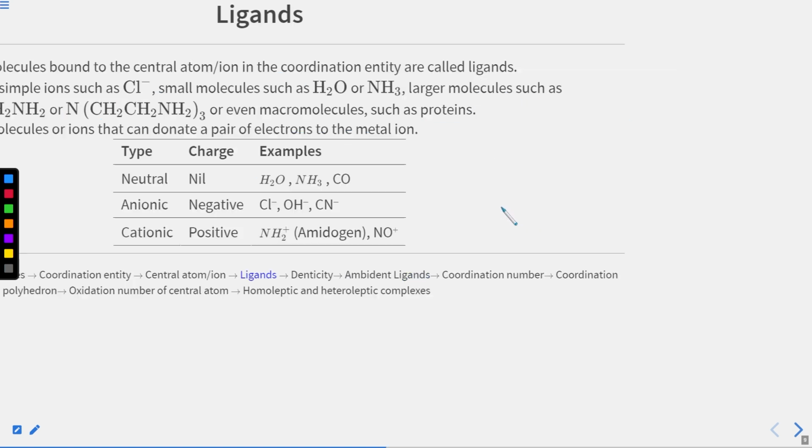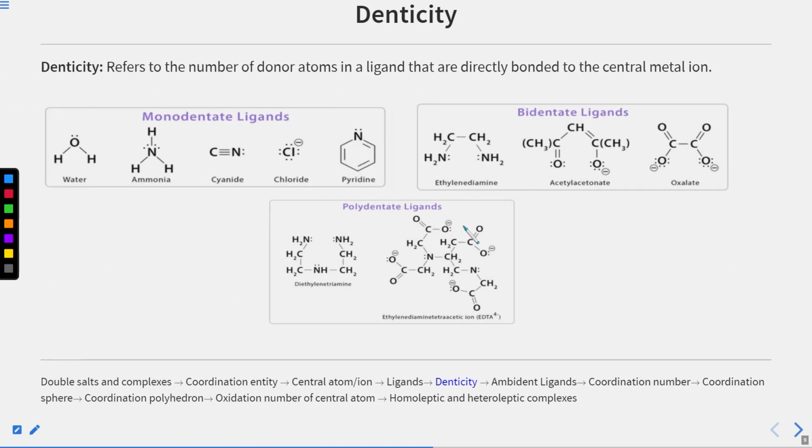Next is denticity. What is denticity? Now we have seen many of these things. We have seen that we have a central atom, and that we have ions surrounding the central atom that is satisfying the secondary valency. And we have seen that those ions or groups are donating electrons to the central atom. Now since they are directly bonded to the central atom, there must be a specific atom inside that group or inside that ion that would be donating electrons.